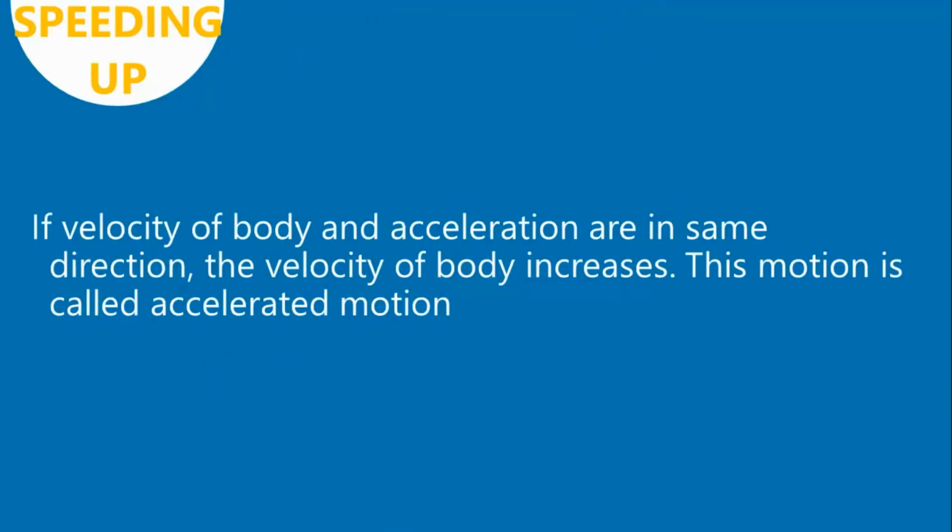There are two types of acceleration. First, it is a speeding up. If velocity of body and acceleration are in same direction, the velocity of body increases. This motion is called accelerated motion. Slowing down. If a body is slowing down, it is said to be in retarded motion.